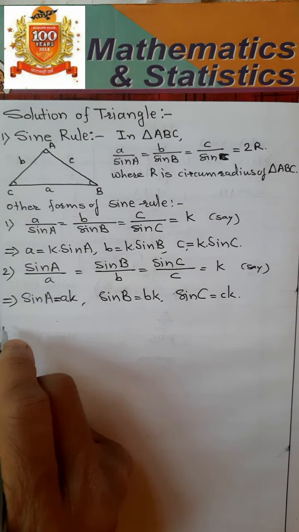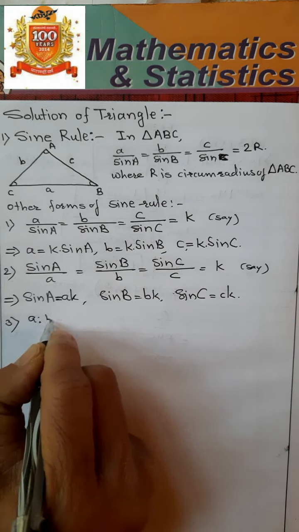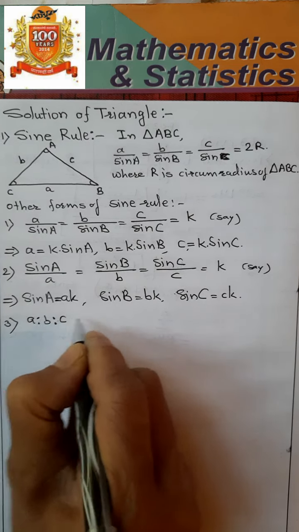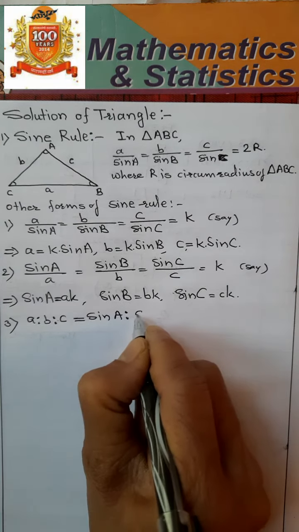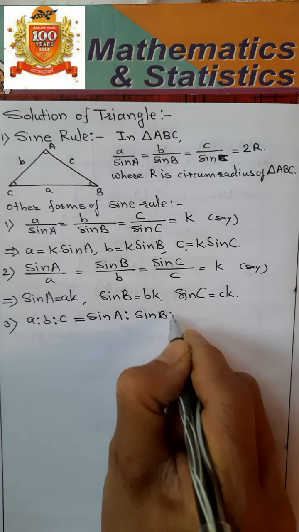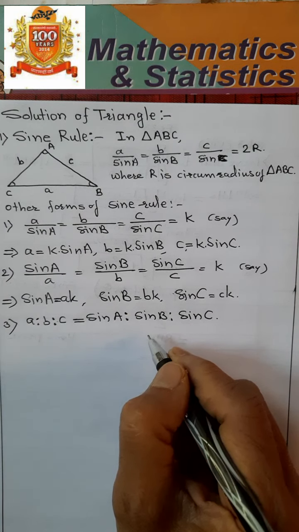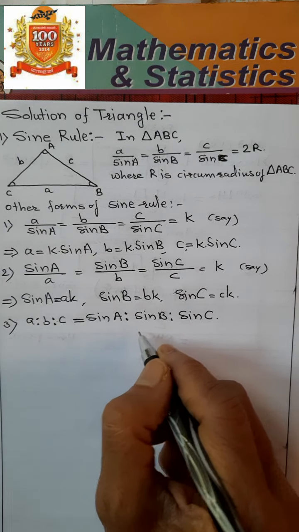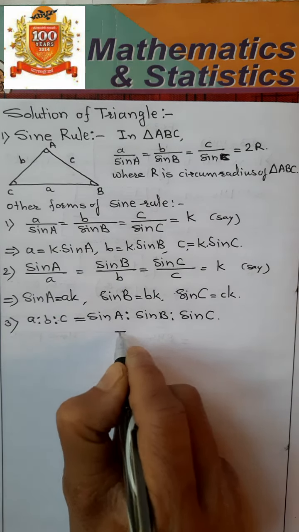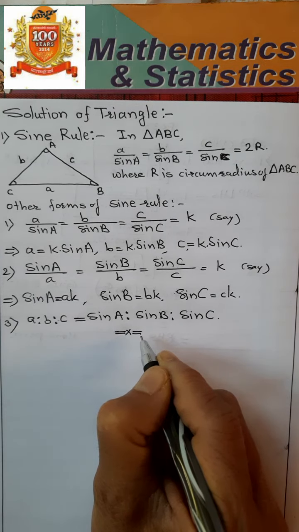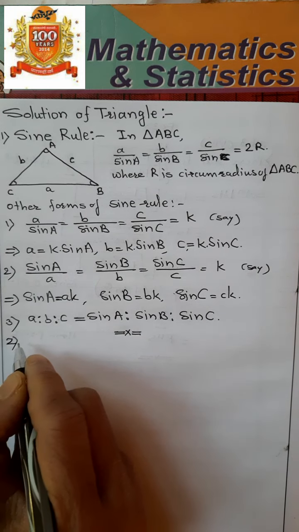Now another form, third form of sine rule is a is to b is to c can be written as sine A is to sine B is to sine C. This is also one of the forms of sine rule. By using this sine rule, we can solve a number of problems in exercise 3.2. Next topic of this chapter, the second one, is cosine rule.